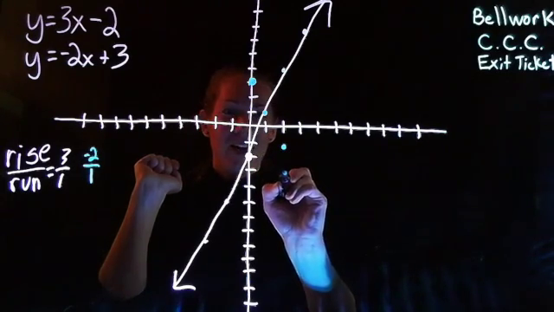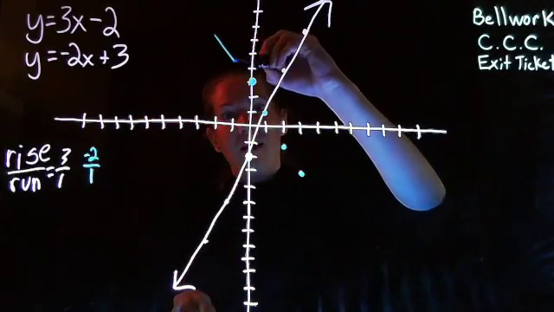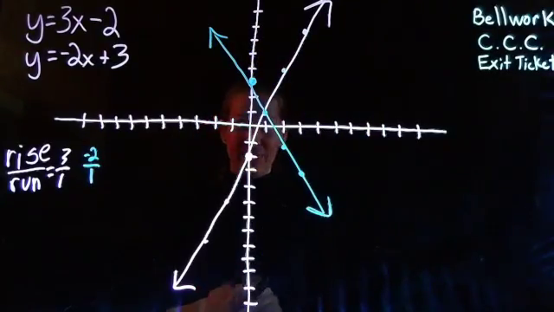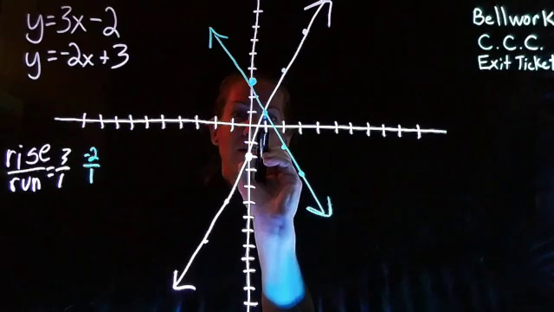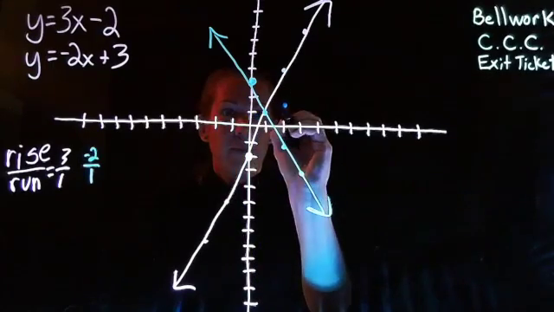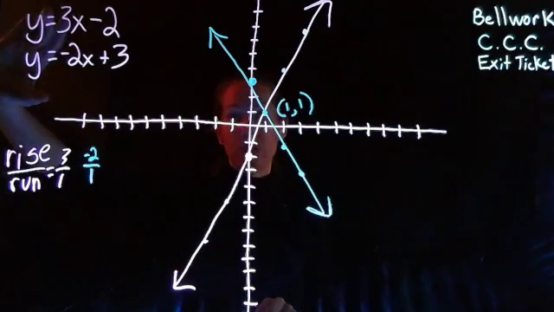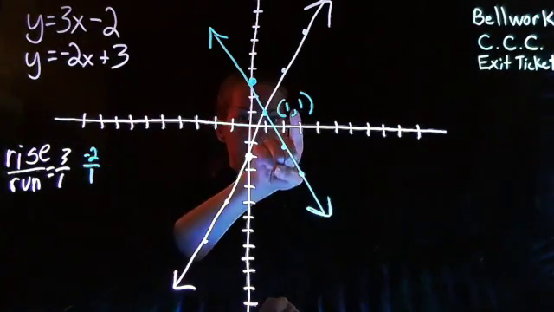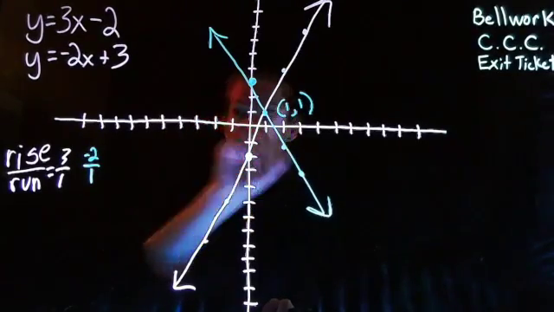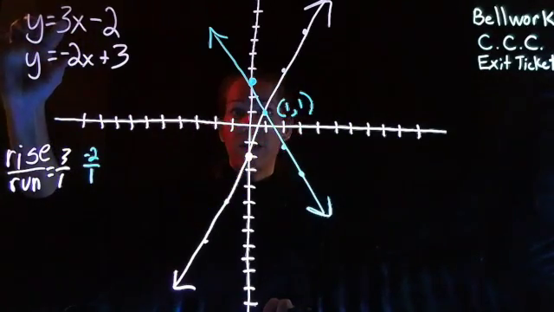You can see where those two lines cross right here at the point (1, 1). So the solution for this system of equations is this point right here, (1, 1). So let's review what this means. This means that for both of these equations, the point (1, 1) works for both of them.